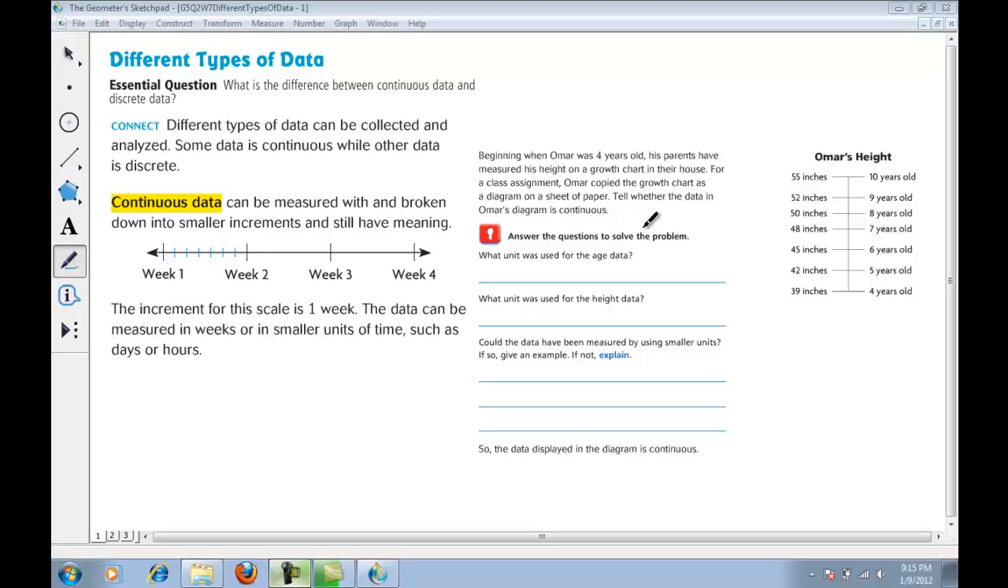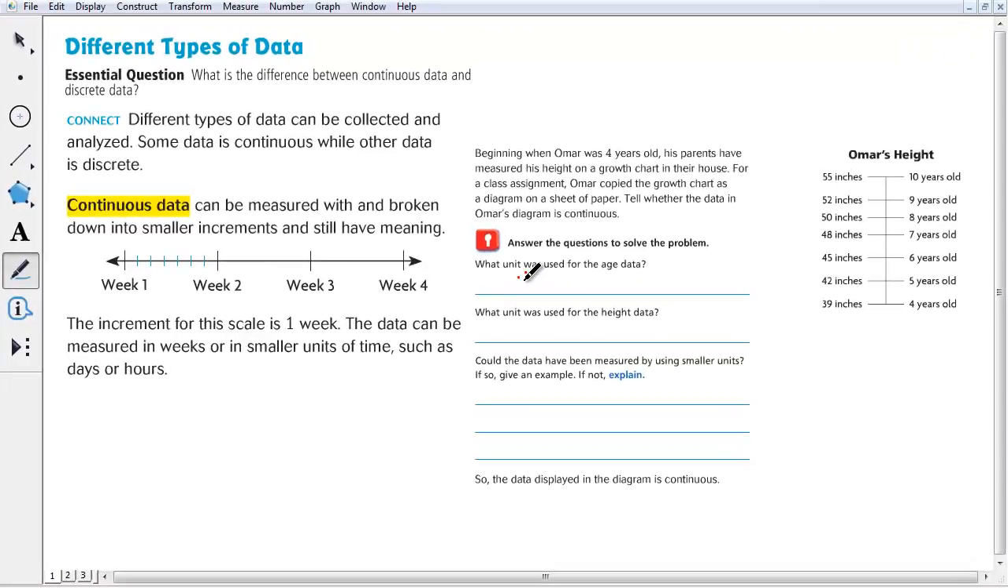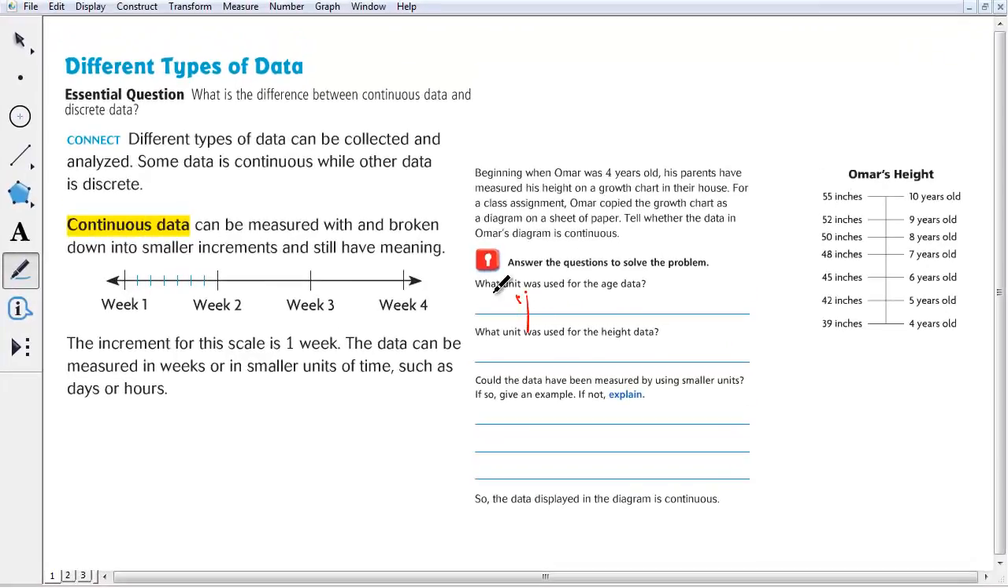Let's answer the questions to solve the problem. What unit was used for the age data? Well, if we look here, we're measuring it in years. So that's the unit we're using for the age data. What unit was used for the height data? Well, we're using inches. Could the data have been measured using smaller units? If so, give an example. And if not, explain. Well, yes.